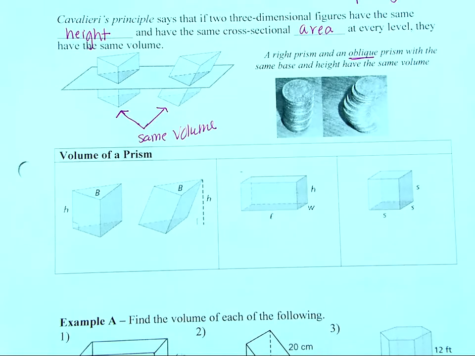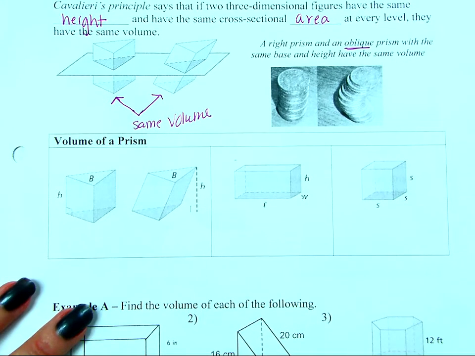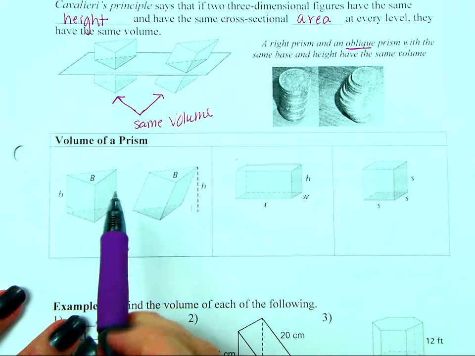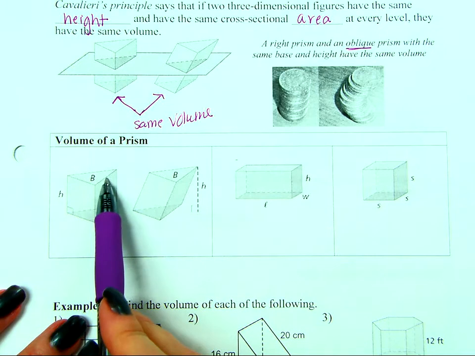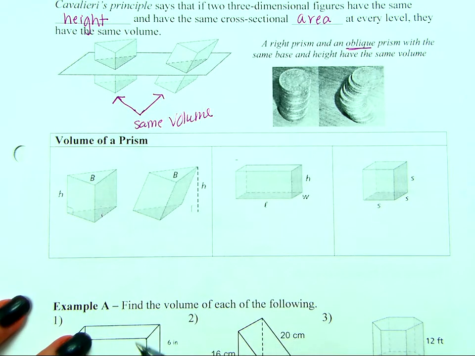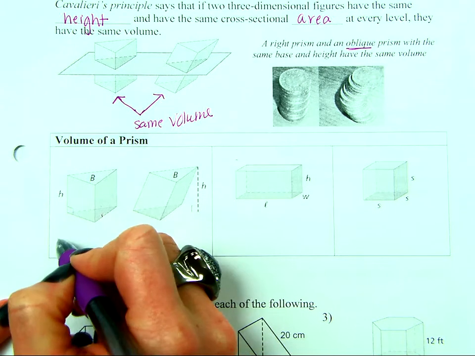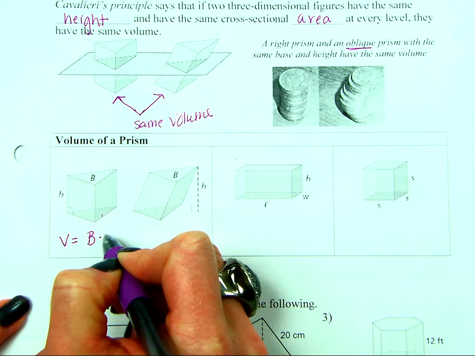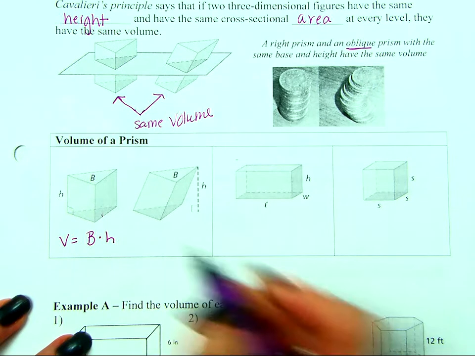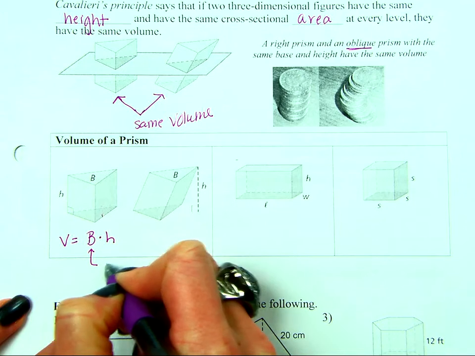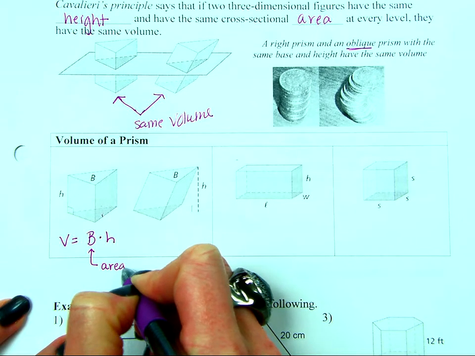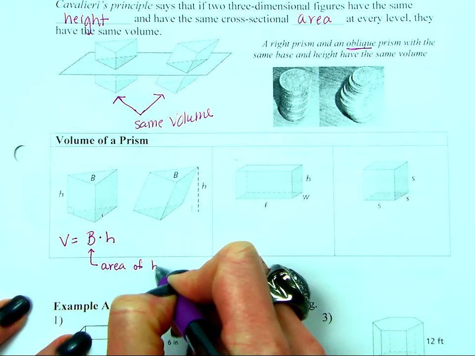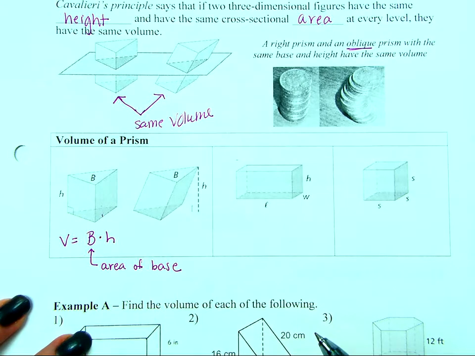Okay, so how do we calculate the volume? Again, we're thinking about filling up our container with non-overlapping unit cubes. You'll see the formula for volume given as capital B times H. But here, the capital B is something important. Capital B means the area of the base.